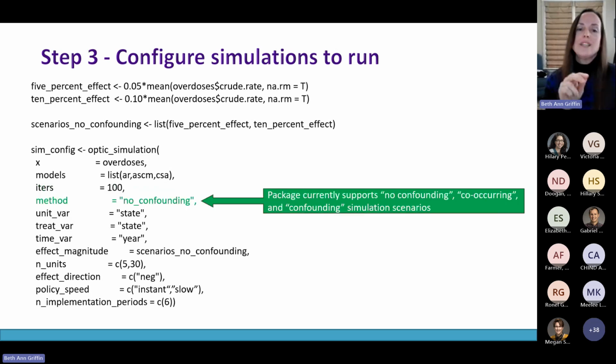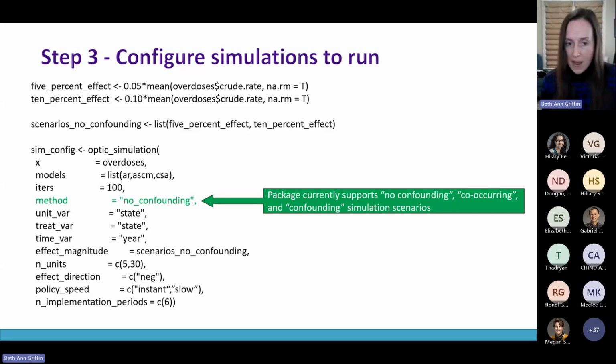Then importantly, you get to tell it which of the scenarios to run. Right now in the current package, we have no confounding, which we'll do today. It's just the simplest one. Obviously, the treated states will be randomly selected. There's no systematic differences. So really, these methods should hopefully do a pretty good job.